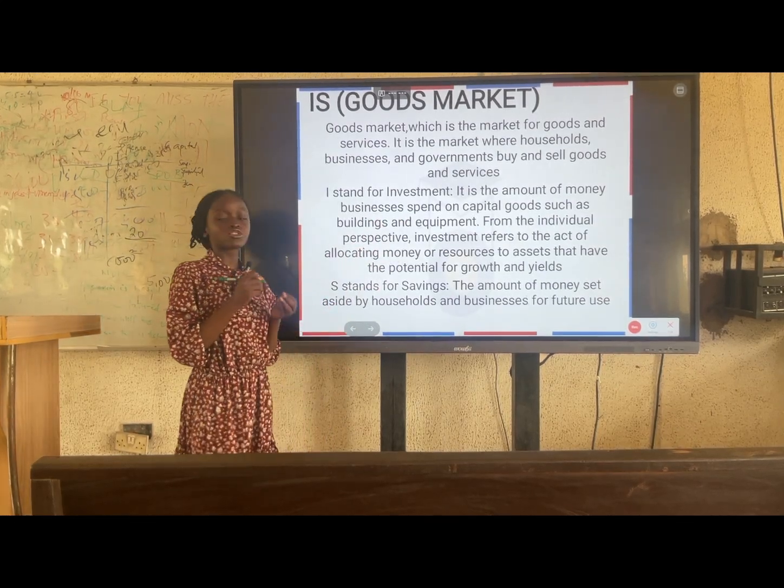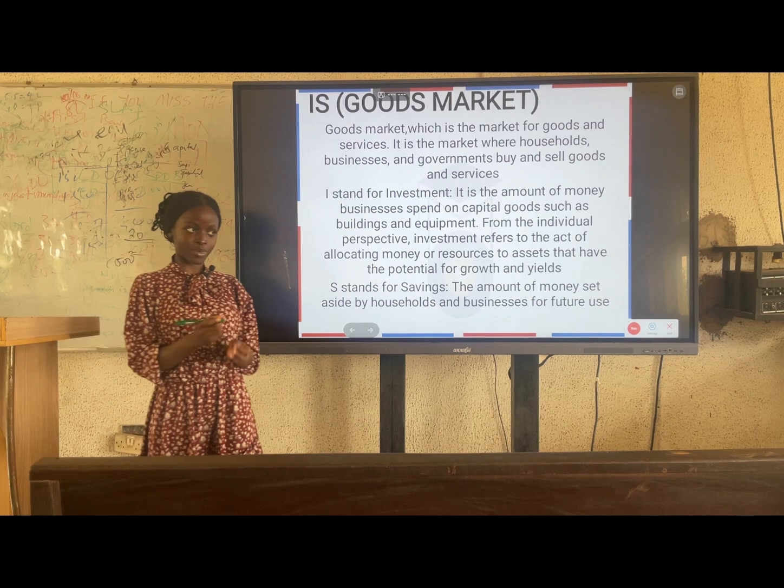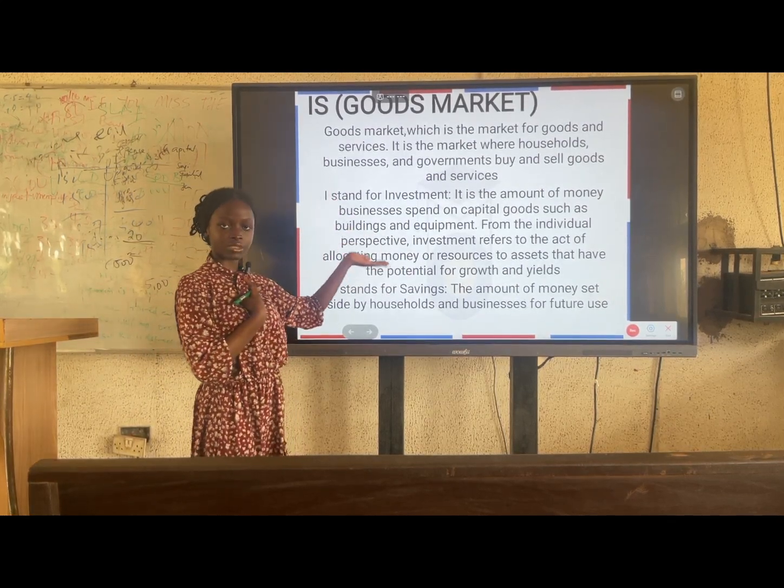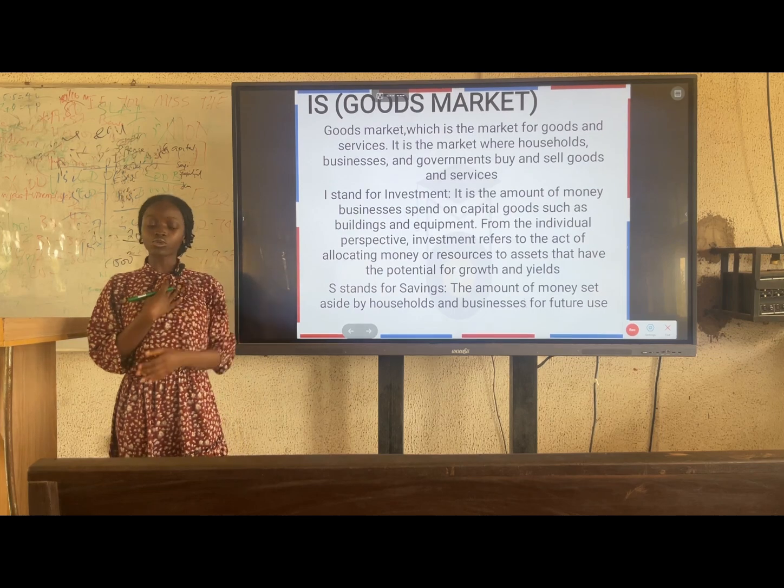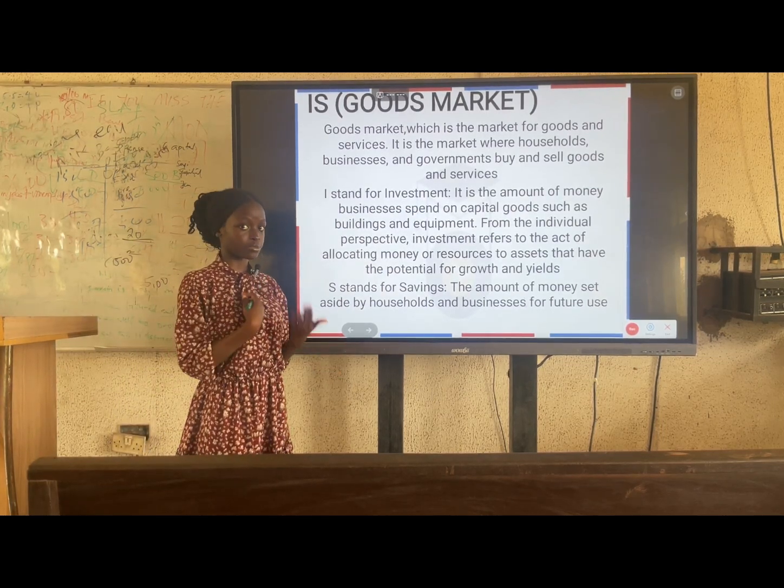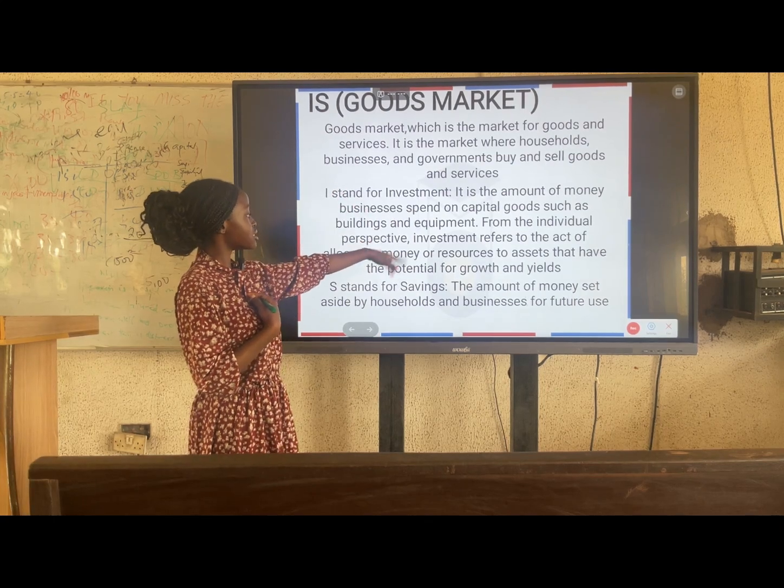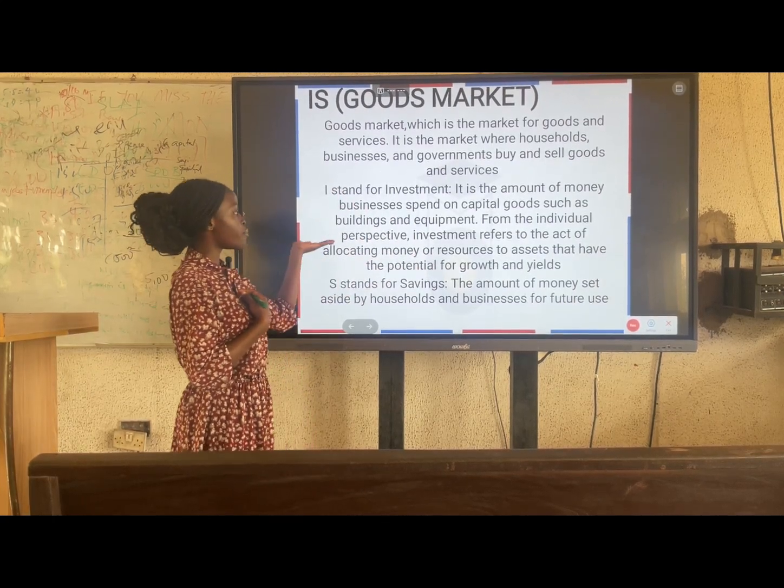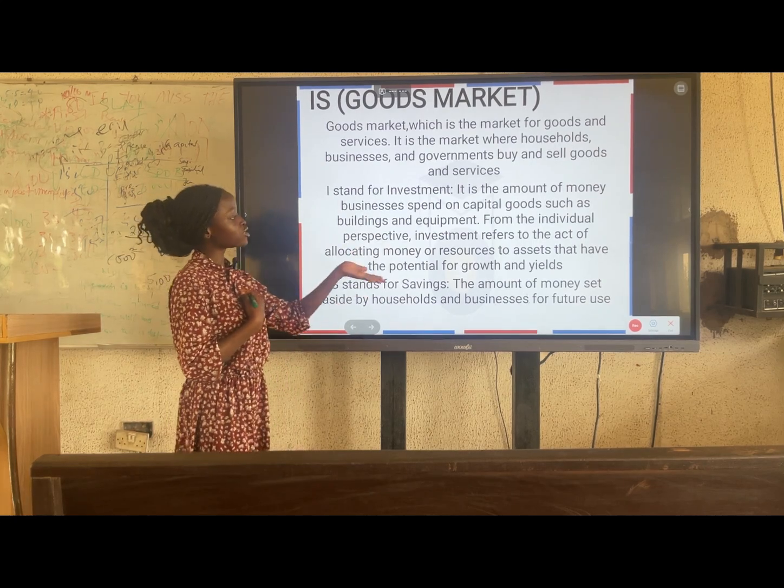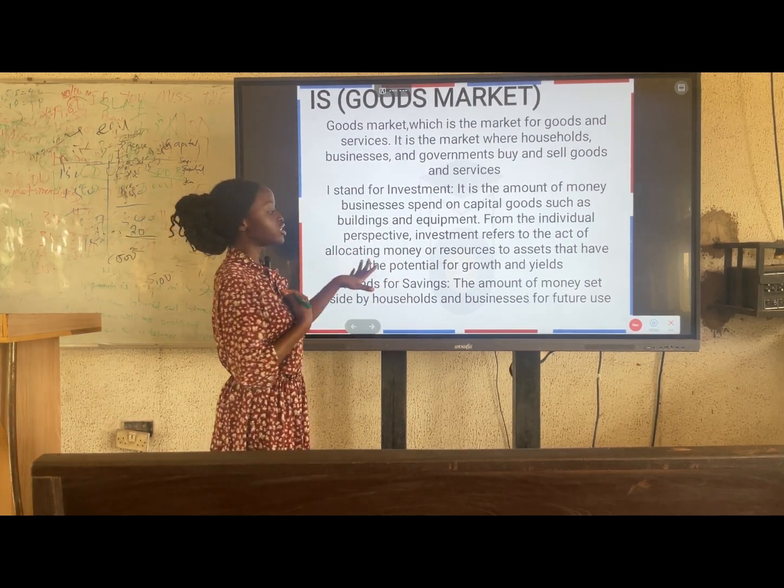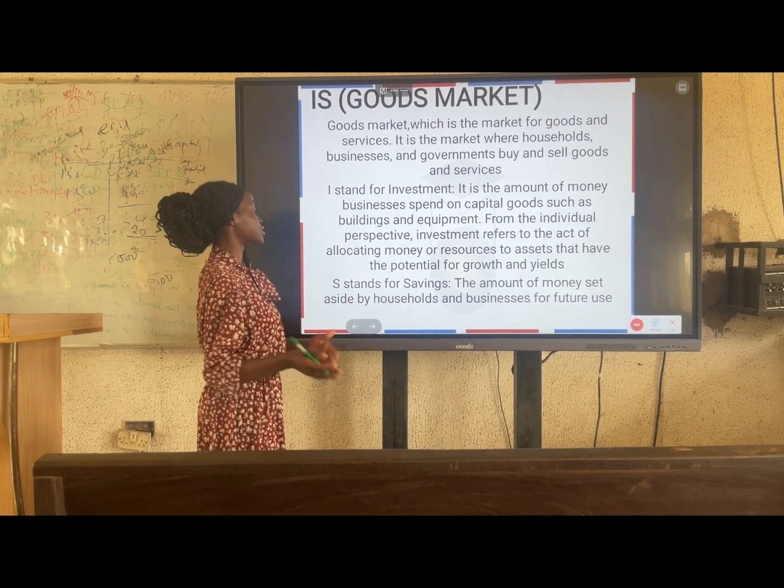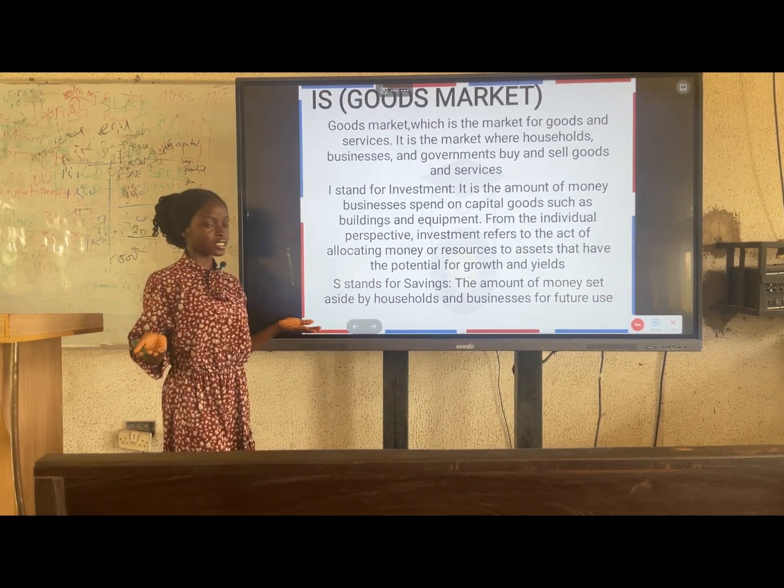So the particular amount of money that businesses use in buying equipment for their businesses is called investment. Why is it called investment? It's because these instruments will be used in the day-to-day operations of the business, which will in turn bring in money for the businesses. So this is why it is called investment. But investment from the individual perspective refers to the act of allocating money or resources to assets that have the potential for growth and yield. Then S stands for savings, the amount of money set aside by households and businesses for future use.